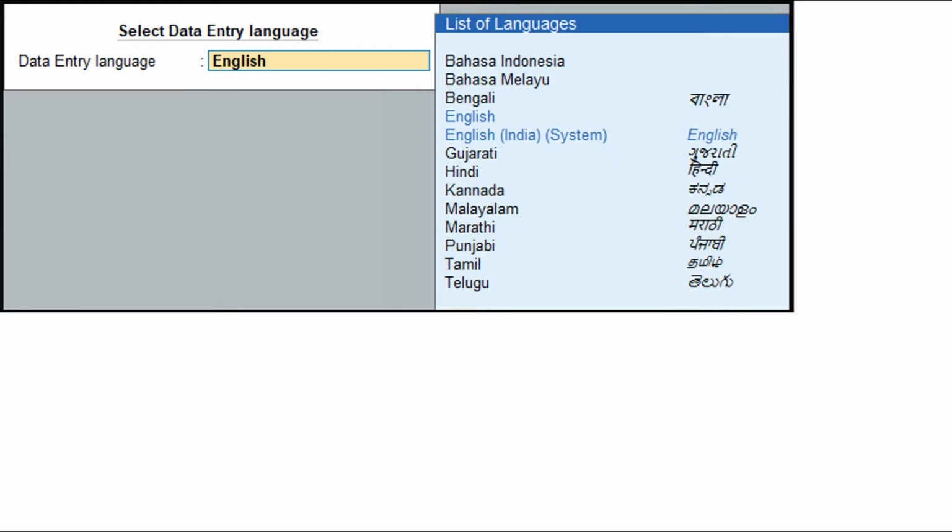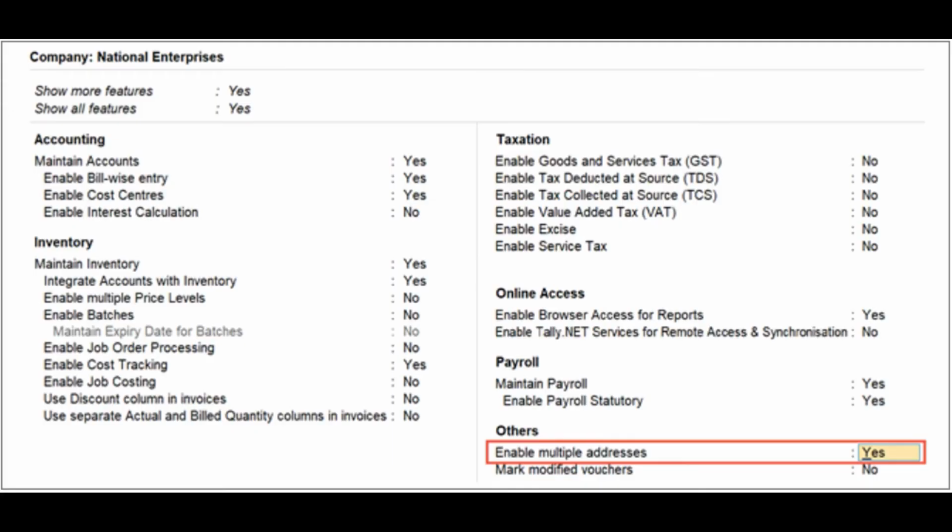Data entry language. Press F1, go to Settings, select Language, select Data Entry Language and press Enter. Select the data entry language based on your preference and press Enter. You can now enter data in your masters and transactions in the selected language.